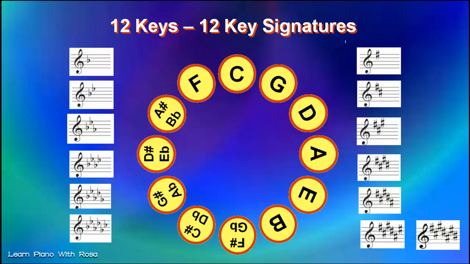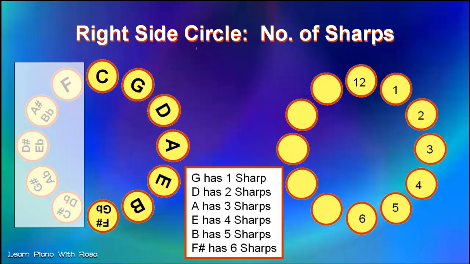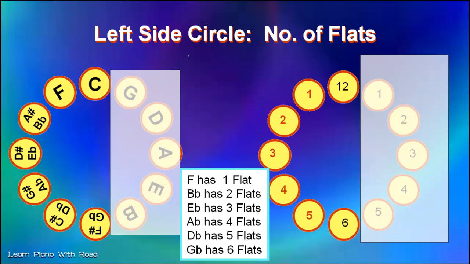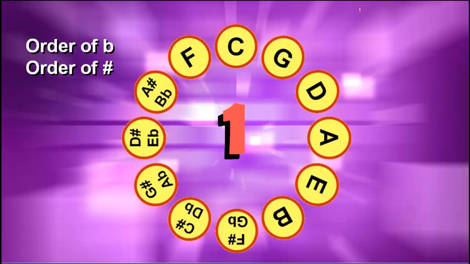Isn't this neat? You get to see all this in one flash. You cover one side, and on the right side it shows you all the sharps. You see an extra sharp as you move down the circle. The flats are on the left side, and you see the flats increasing as you go down the circle. You also see the order of flats and the order of sharps. Sometimes people are very confused with the order. With this circle, you don't need to be confused at all.